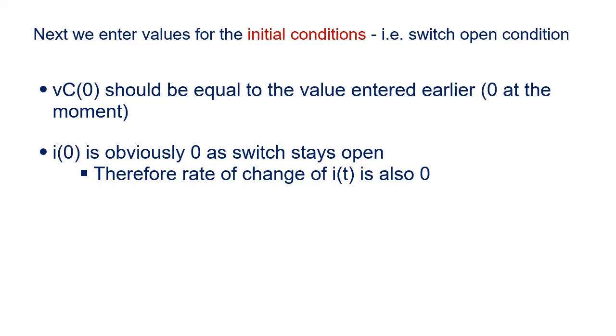Now let us enter the initial conditions for each variable. In this particular example, the initial voltage across capacitor has already been entered as 0. Initial current is 0 since switch is open. As a result, rate of change of current is also 0.